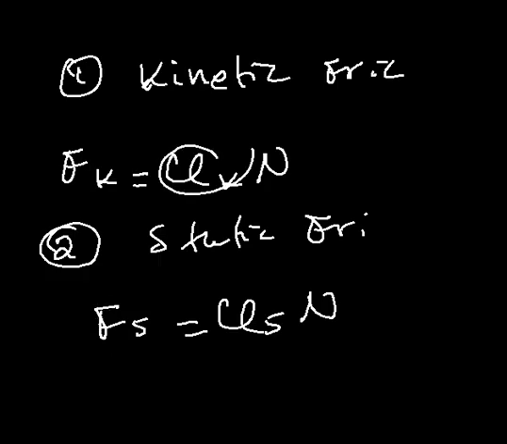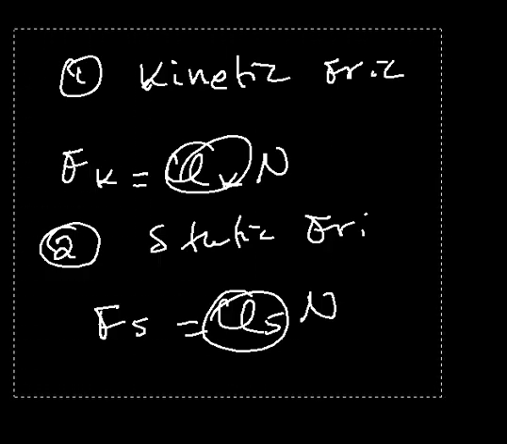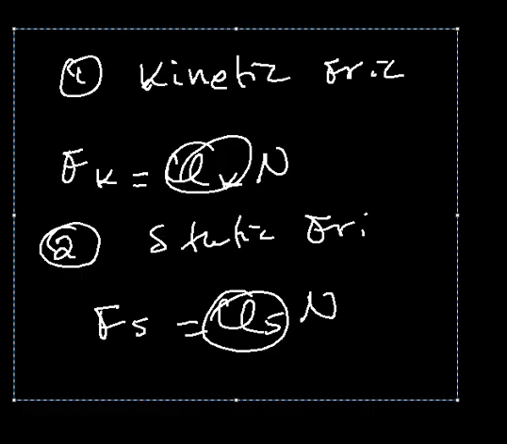And in all cases, mu k is always less than mu s. So we should keep that in mind. We have two types of friction forces, the static friction force and the kinetic friction force. The static friction force is associated with an object at rest, and the kinetic friction is the one that exists whenever the object is moving. We should keep that in mind.